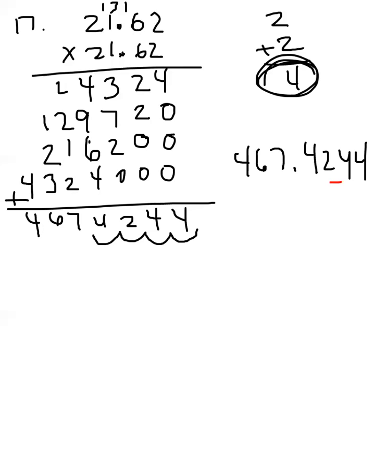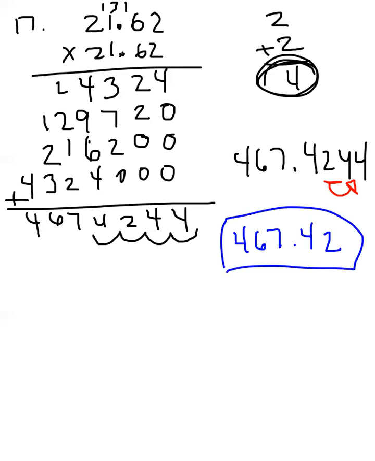So that's where the 2 is located. We're going to look at the number next to the 2, which is 4. 4 is less than 5. So our answer is going to be 467.42. And that will be our answer.